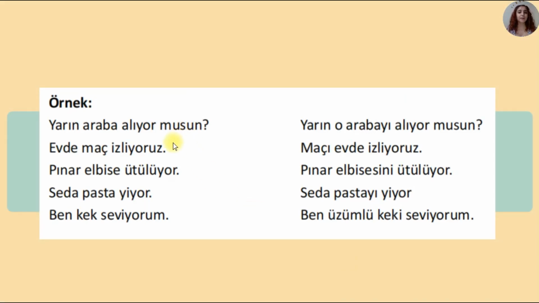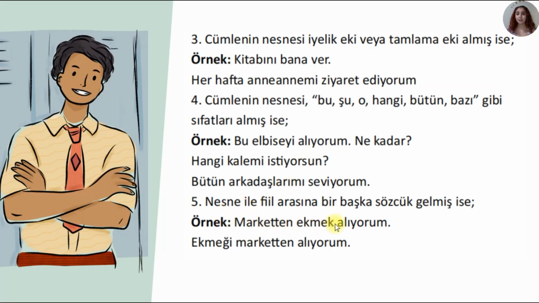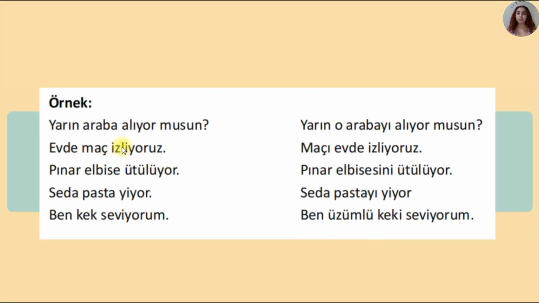Okay. Evde maç izliyoruz. Maçı evde izliyoruz. We are watching match at home. We are watching the match at home. And here I want to make an emphasis for ev, not in any other place, at home. And that's why it's supposed to be maçı evde izliyoruz. Okay. It is fifth condition. Marketten ekmek alıyorum or ekmeği marketten alıyorum. Evde maç izliyoruz or maçı evde izliyoruz.